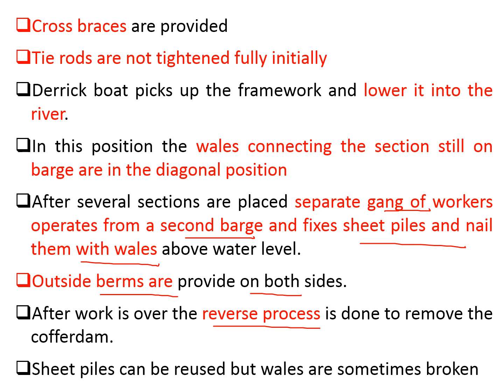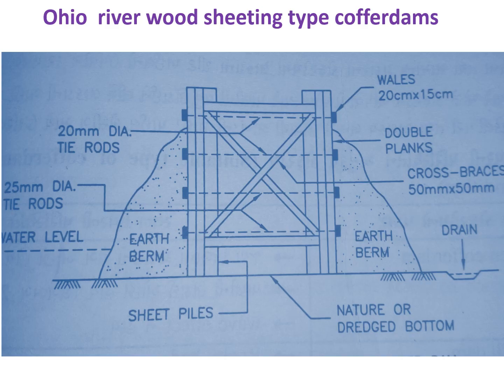So in the reverse process, the whole work has to be dismantled, and then the sheet piles can be reused. But sometimes these wells may be broken, so they cannot be utilized. Here the figure is shown for the double wall cofferdam.